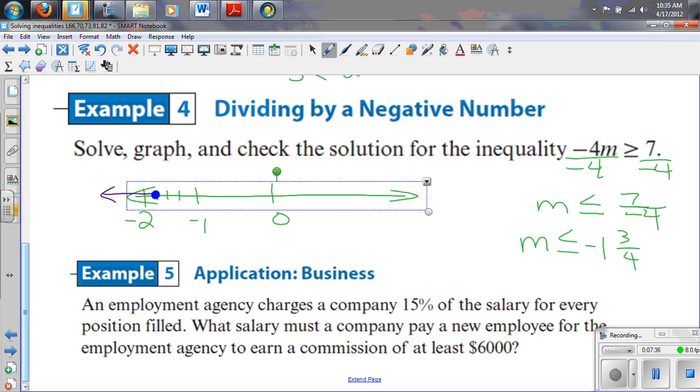Again, you can check that by putting in negative 1 3/4 is less than or equal to negative 1 3/4. It's actually equal to. And then check another number over there, negative 3. So negative 3 is less than or equal to negative 1 3/4. And those are both true, so we know we shaded the correct part.